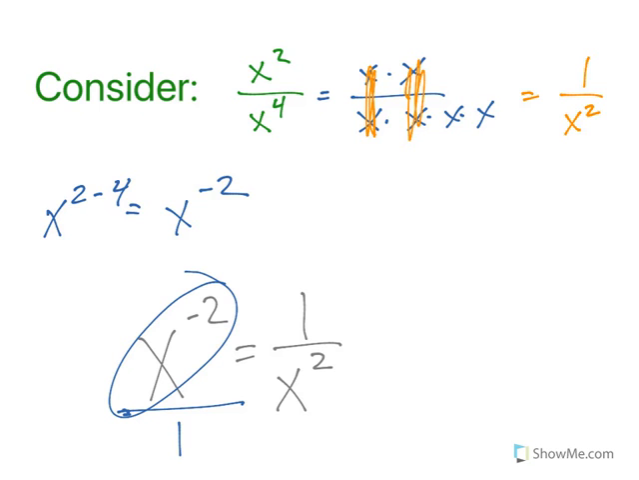Same idea. If I would have 3 over y to the negative 2, well, right now that y to the negative 2 is in the denominator. So I would just flip it. I would just move that y to the 2nd into the numerator, and then it becomes positive. You'll notice the 3 stayed in the numerator because it has a positive exponent of 1.